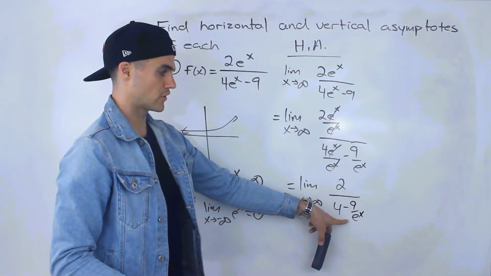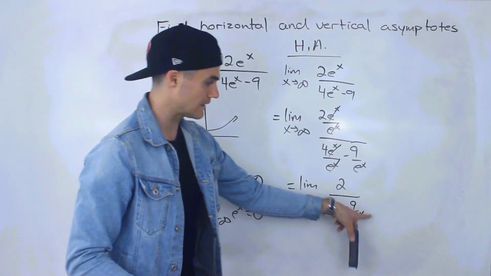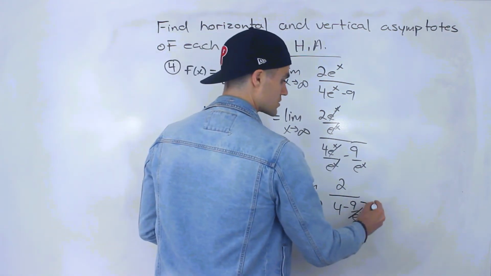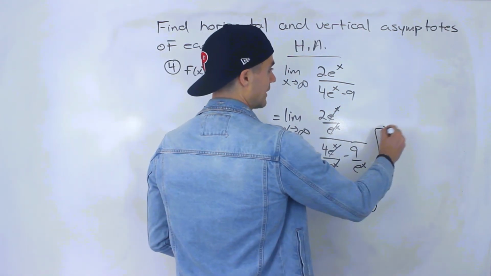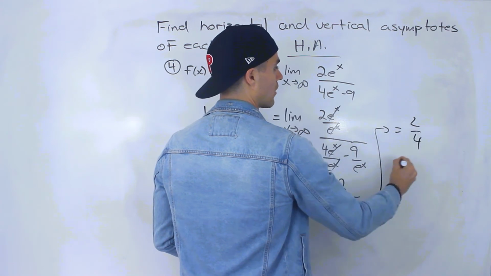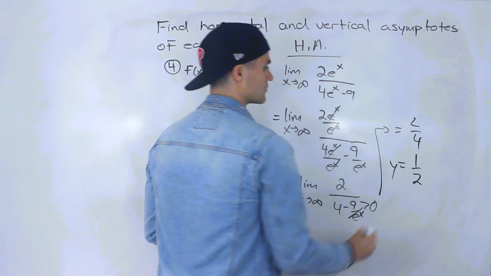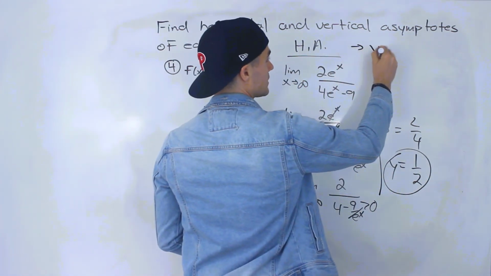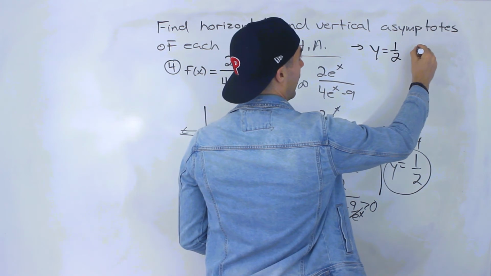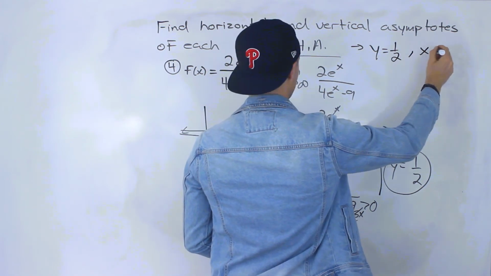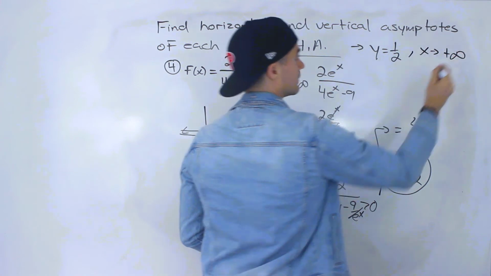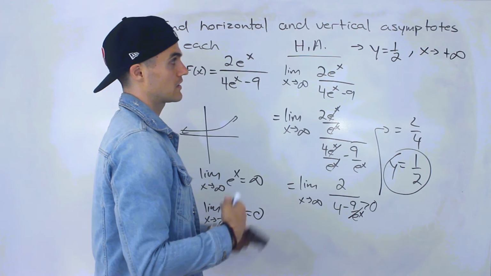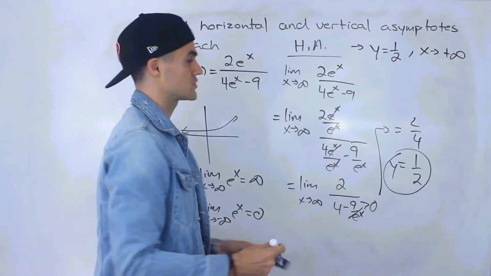And now notice 9 over e to the x, as x goes towards positive infinity, that denominator is going to go towards infinity. 9 over infinity, that's going to go towards 0. And so we'd be left with 2 over 4, which is 1 over 2. So that's the horizontal asymptote, y equals 1 over 2, when x approaches positive infinity. There's going to be a different horizontal asymptote as we approach negative infinity. But as we approach positive infinity, it's 1 over 2.